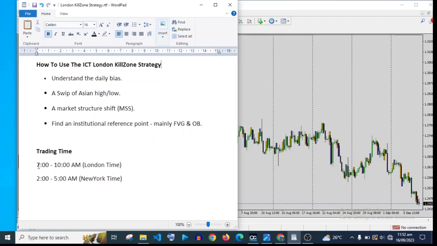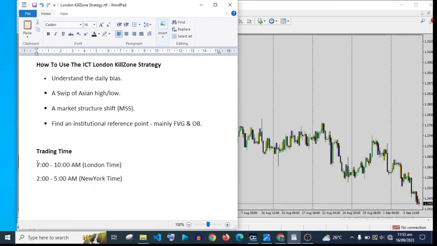So let's quickly consider the time. Okay, so the beginning of the London Kill Zone is from 7 a.m. to 10 a.m. London time, or from 2 a.m. to 5 a.m. New York time. So in case wherever you are in the world, it's preferable you calculate your time with the New York time. You can easily convert that to your own time, right? As a trader, it's best you go with this.